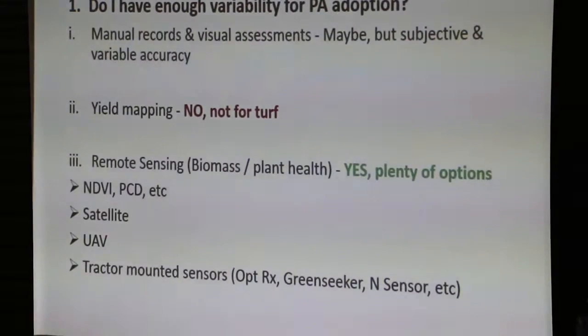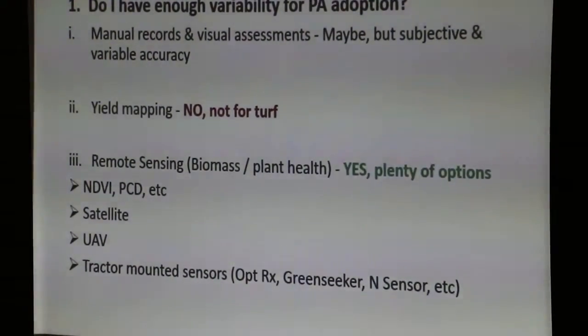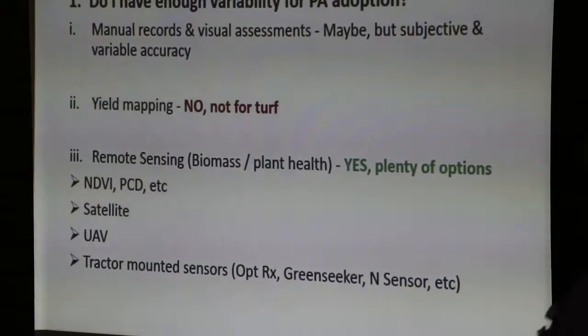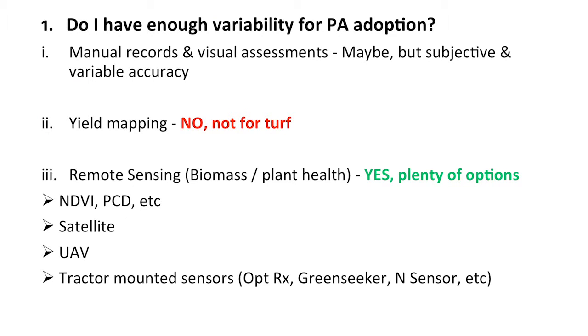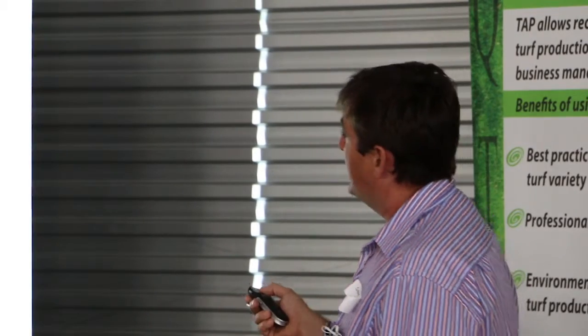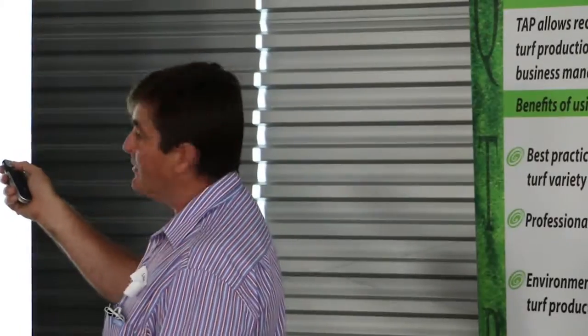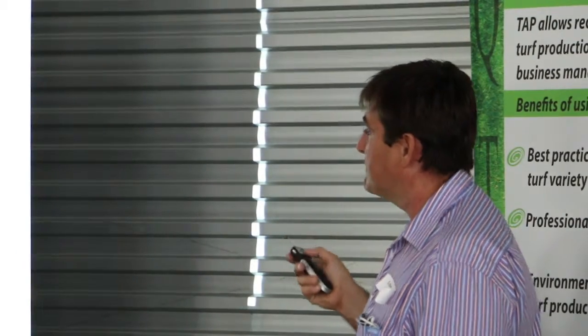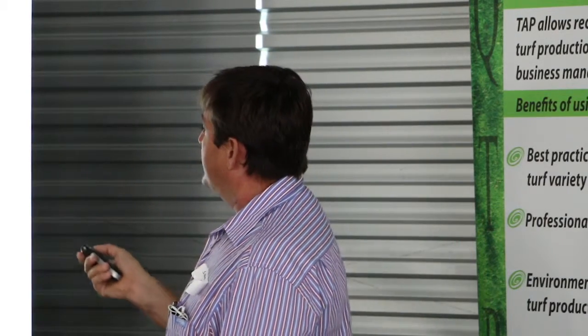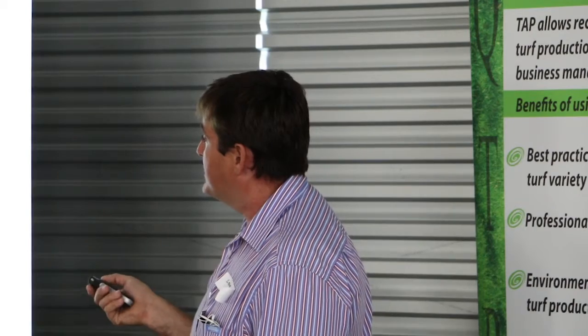So back to, I want to do PA. Is it worthwhile? Do I have enough variability to care? How am I going to work that out? You're probably going to have a fair idea just from your manual records and visual assessments. If you're the owner of the business, growing the crop or growing the turf and spending a lot of time in the seat, you're going to have a fair idea about this. But obviously it's a bit subjective and the accuracy might be variable. Yield mapping, I've put no, not for turf, but maybe that's something for another day. We do play around with some load cell based yield mapping systems that we put on vegetable harvesters. And obviously remote sensing, detecting changes in biomass or plant health. And yes, you guys have got heaps of options in turf for this.